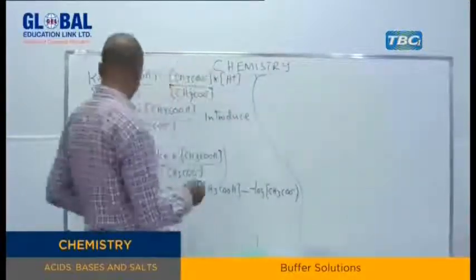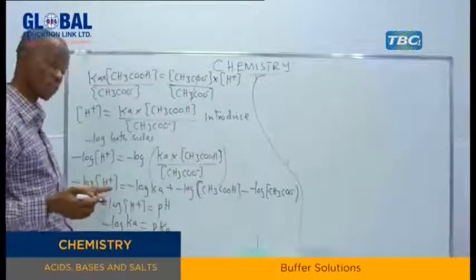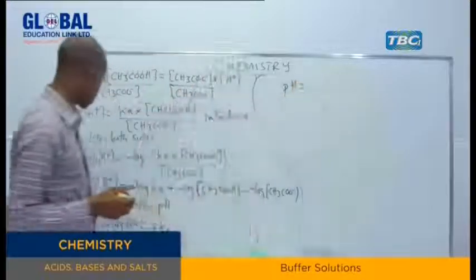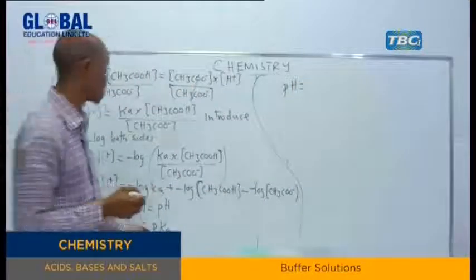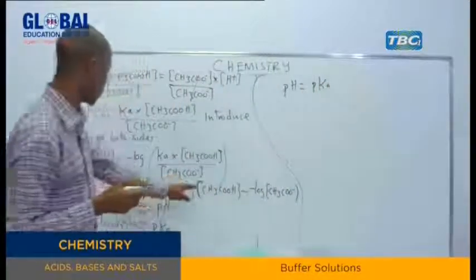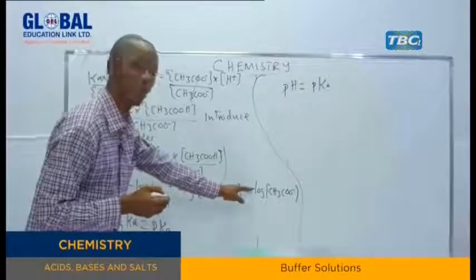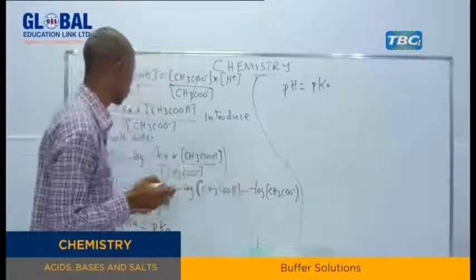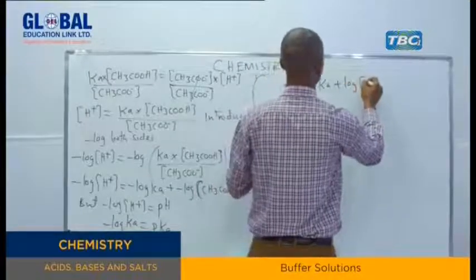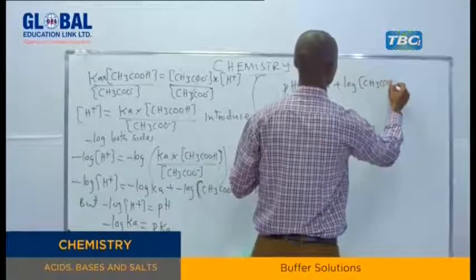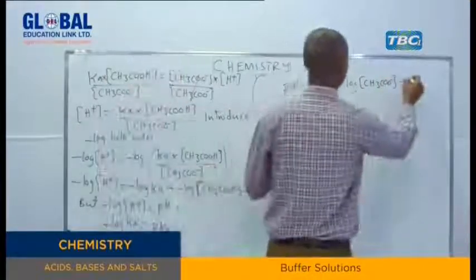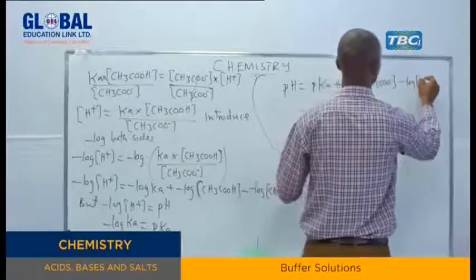When we substitute, instead of writing negative logarithm of hydrogen concentration, we write the pH. Instead of writing negative logarithm of Ka, we write the pKa. Then we proceed with the others. Because this one will be plus, we take this positive value to this side. So plus the log of acetate ion, then minus negative logarithm of acetic acid concentration.